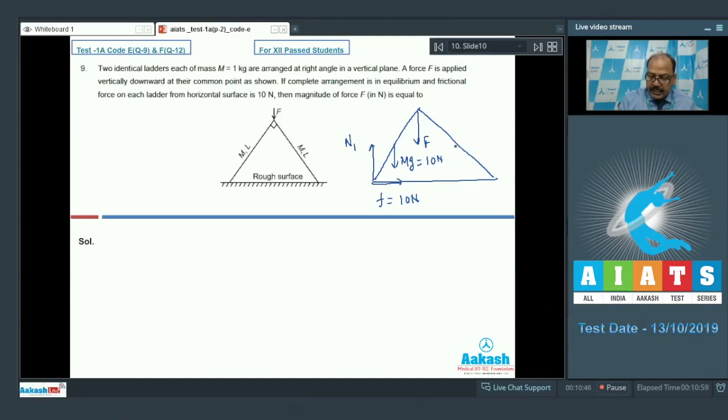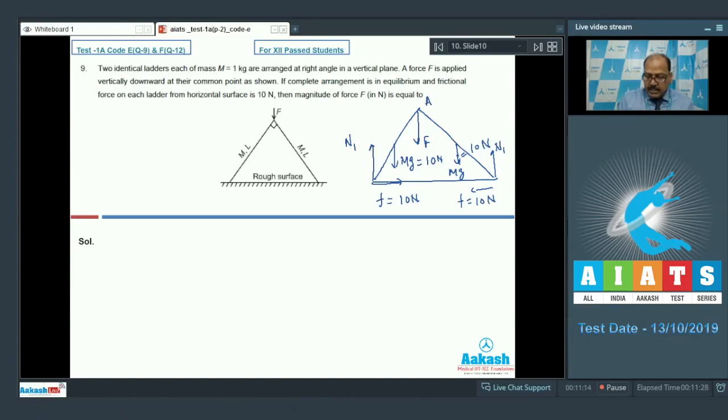Similarly, on the right ladder, its weight is mg equal to 10 Newton. There is normal reaction here. By symmetry, this is also N1. And there is frictional force F equal to 10 Newton as stated in the problem. Let's call this point A.